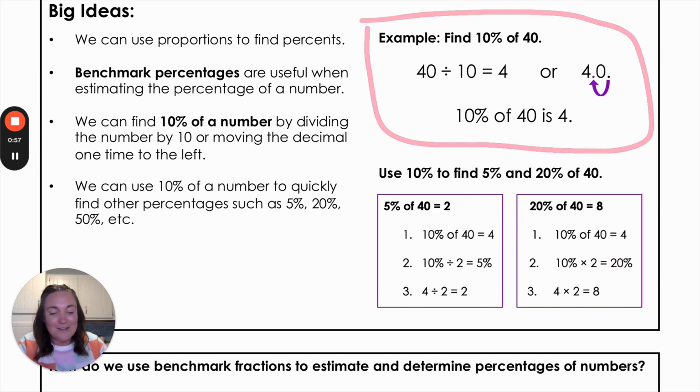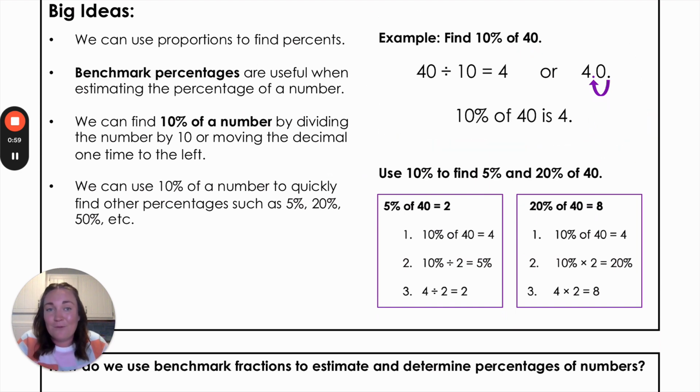If I want to find 10% of 40, all I'm going to do is divide it by 10. So 40 divided by 10 gives us 4. The other thing you can do, especially if they're money amounts, you could take that decimal and just move it one time to the left. So that 40 has a decimal afterwards, right? And so one time to the left gives us 4, which was the same thing we saw there. So 10% of 40 is 4.